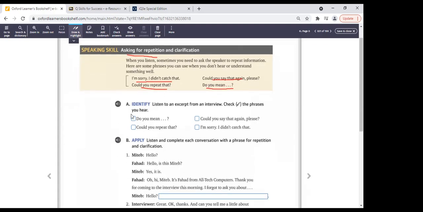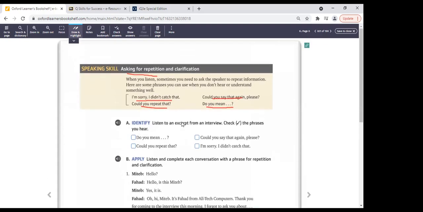So we'll just do the first activity, but this is not that important. It's to do with speaking. When you talk, try to sound natural and try to be polite. It says, listen to the excerpt from an interview. Check or tick the phrases you hear. Which one of these four phrases do we hear?